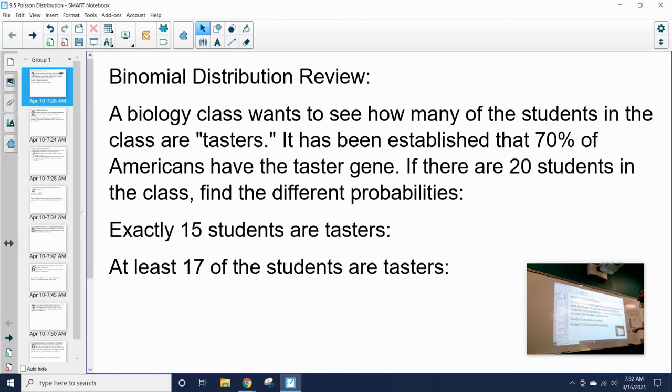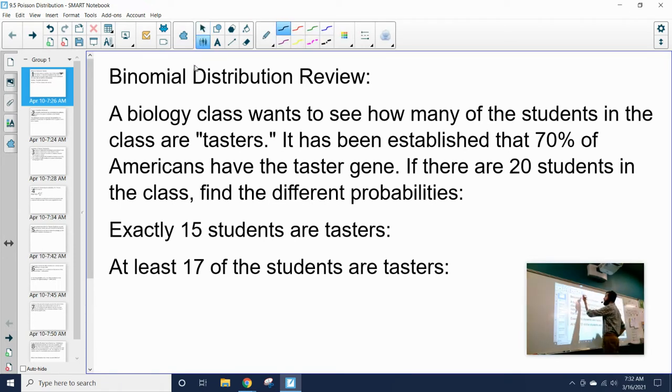So biology class wants to see how many of the students in the class are tasters, which a taster is someone who can taste sour and bitter foods really well. It has been established that 70% of Americans have the taster gene. If there are 20 students in the class, find the different probabilities. So let's find the probability that exactly 15 students are tasters.